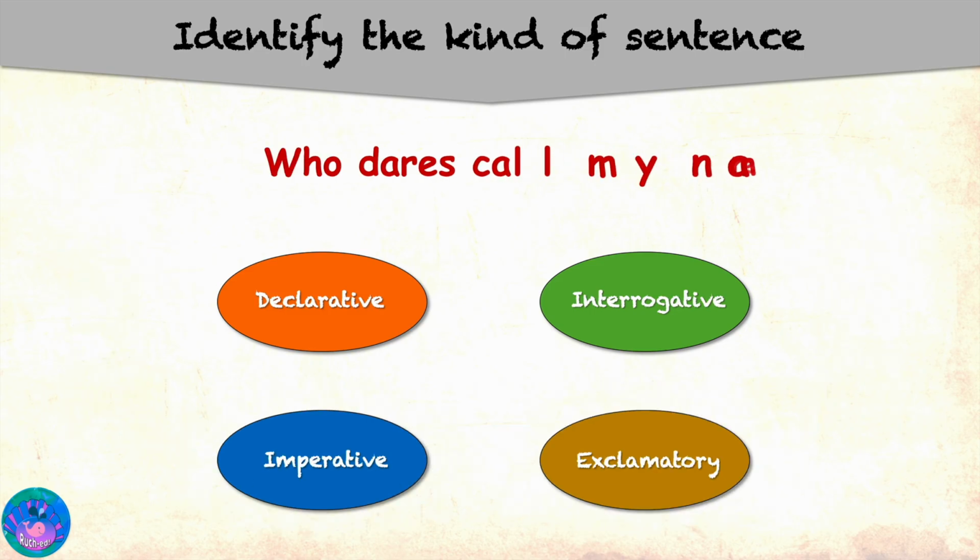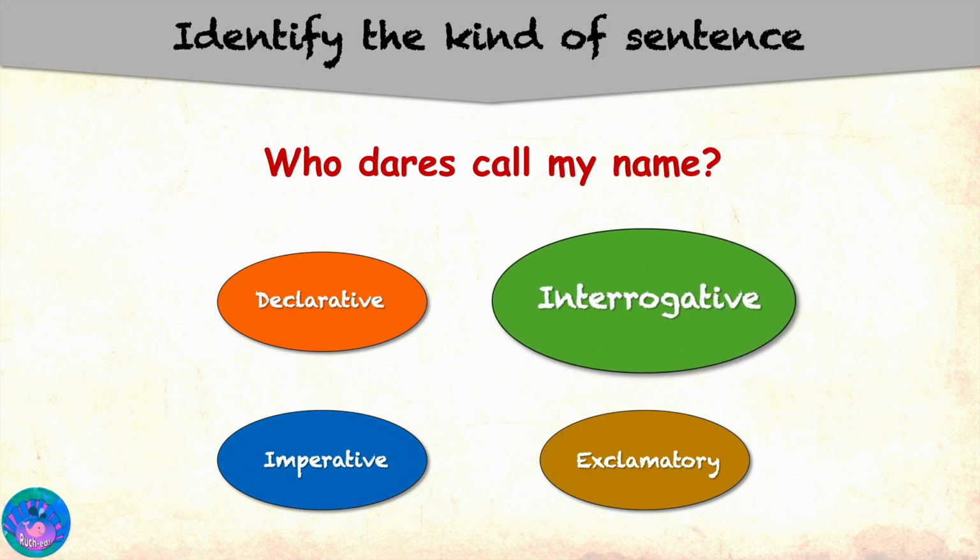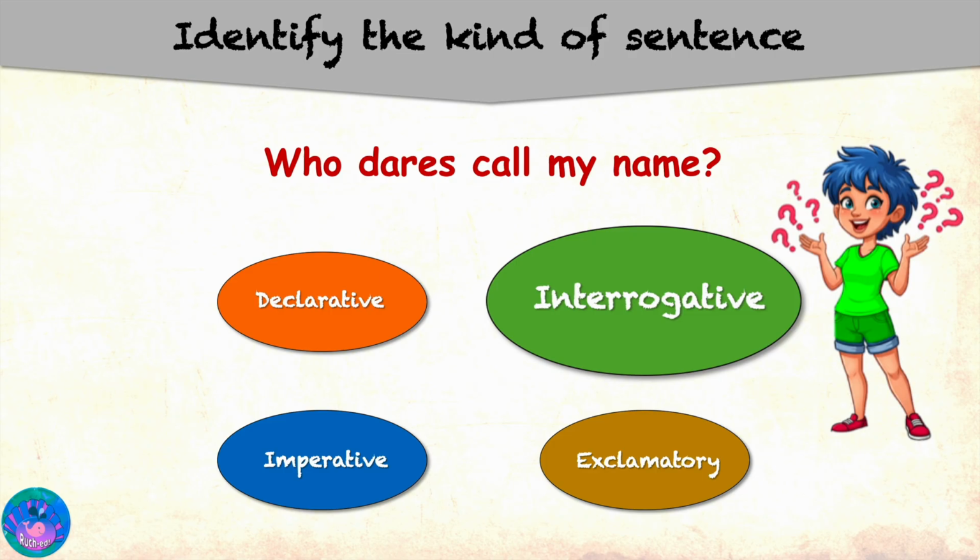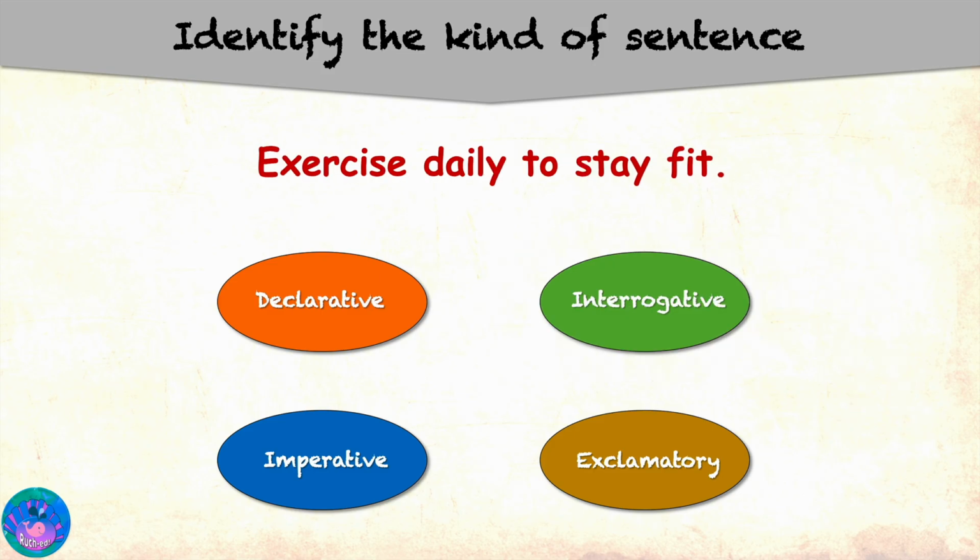Let's move on. Who dares call my name? This is an interrogative sentence. Even though it sounds authoritative, it is still asking a question and ends with a question mark. Hence, interrogative.